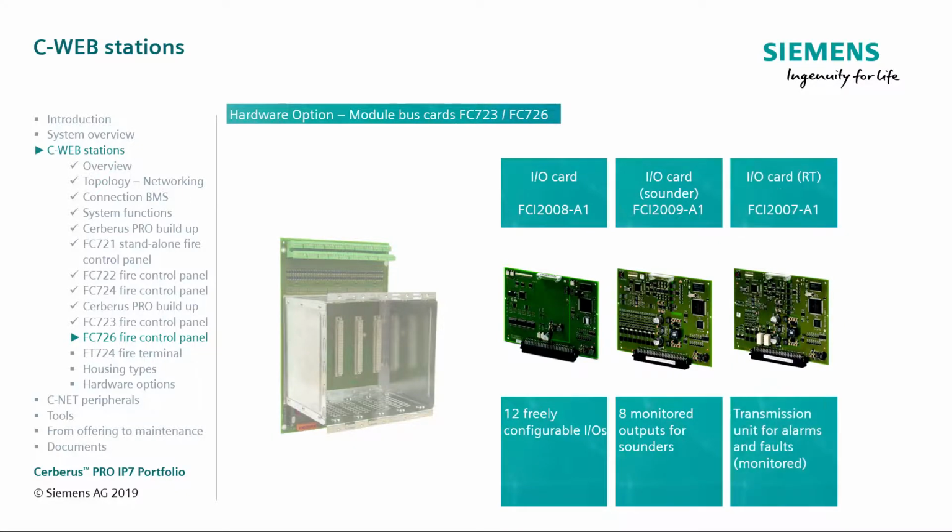The I/O card for remote transmission provides remote transmission connections for alarms and faults. It also has 2 outputs for monitored sounders. All module bus cards can be replaced during operation without needing to interrupt the system.